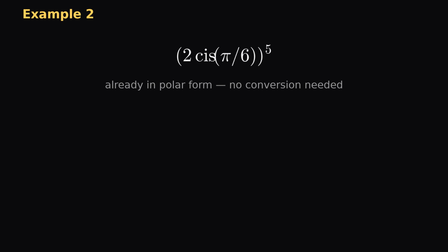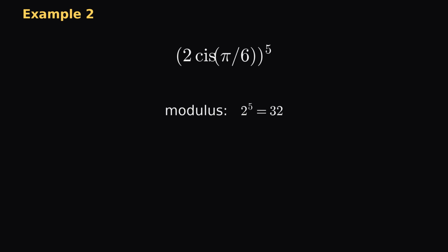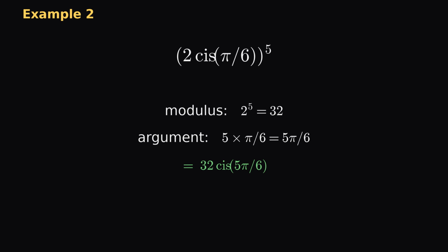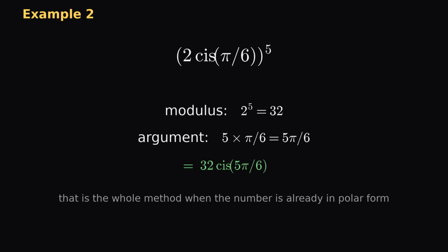Example 2. Straight application. No conversion needed. (2 cis π/6)^5. Raise the modulus. 2 to the 5th is 32. Multiply the argument. 5 times π/6 is 5π/6. 32 cis 5π/6. That is it. That is the whole method when the number is already in polar form.